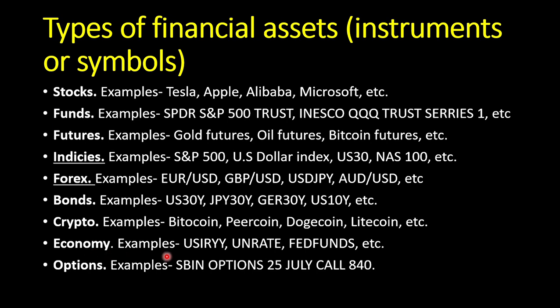Then we have economy. Examples include unemployment rates and Fed funds. This is an example of economic assets. Then we have finally options. Examples include SBIN options, 25th July call 850.